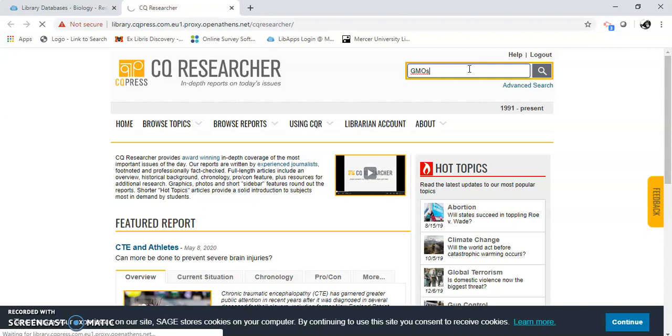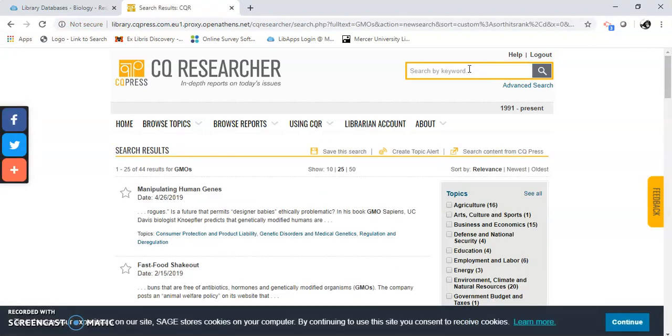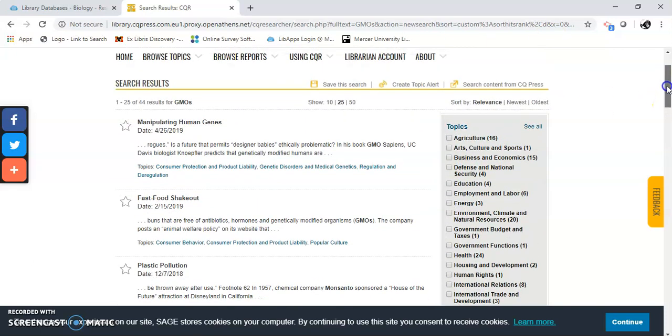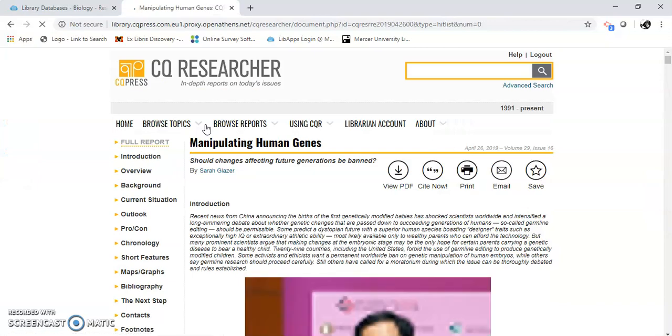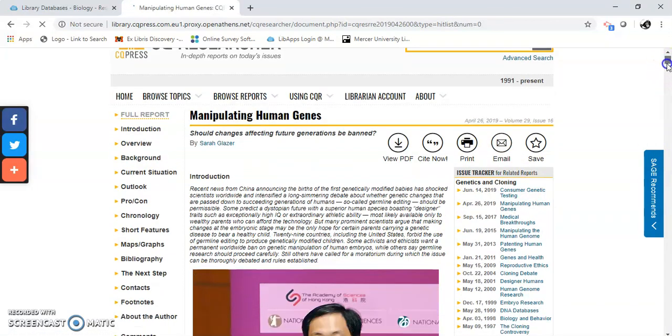Look at GMOs. Okay. Here we go, manipulating human genes. There are other topics in here that you can browse through. I'm going to go with this first one, manipulating human genes. Okay. And here's an introduction about this topic.